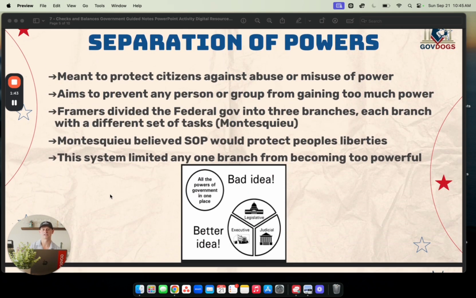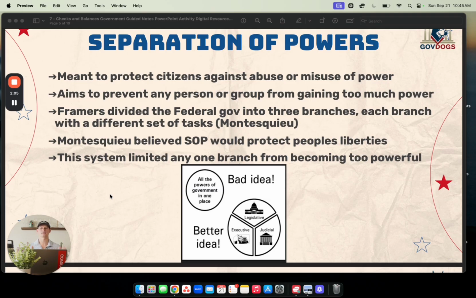Separation of powers, right? It is meant to protect citizens against abuse or misuse of power. It aims to prevent any person or group from gaining too much power. The framers divided the federal government into 3 branches with different tasks. This came from the Enlightenment thinker Baron de Montesquieu. Montesquieu believed that the separation of powers would protect liberties, and this system limited any branch from becoming too powerful.